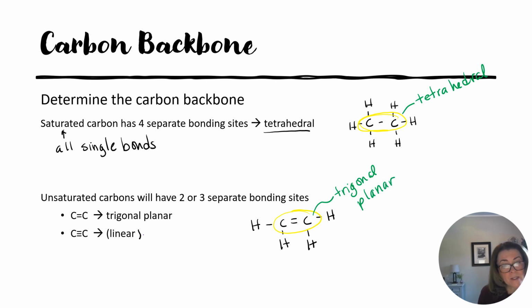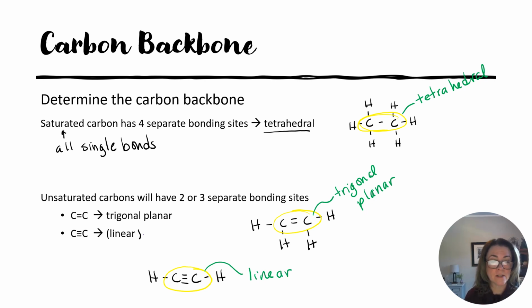Now, if I have something that has a triple bond, that is going to be linear. And that will be something that looks like this. And again, looking at my carbon backbone here, the shape around each of those carbon atoms is going to be linear. Okay, so that's the first thing, is to figure out what your carbon backbone looks like and what the bonding scheme is for those carbon atoms.